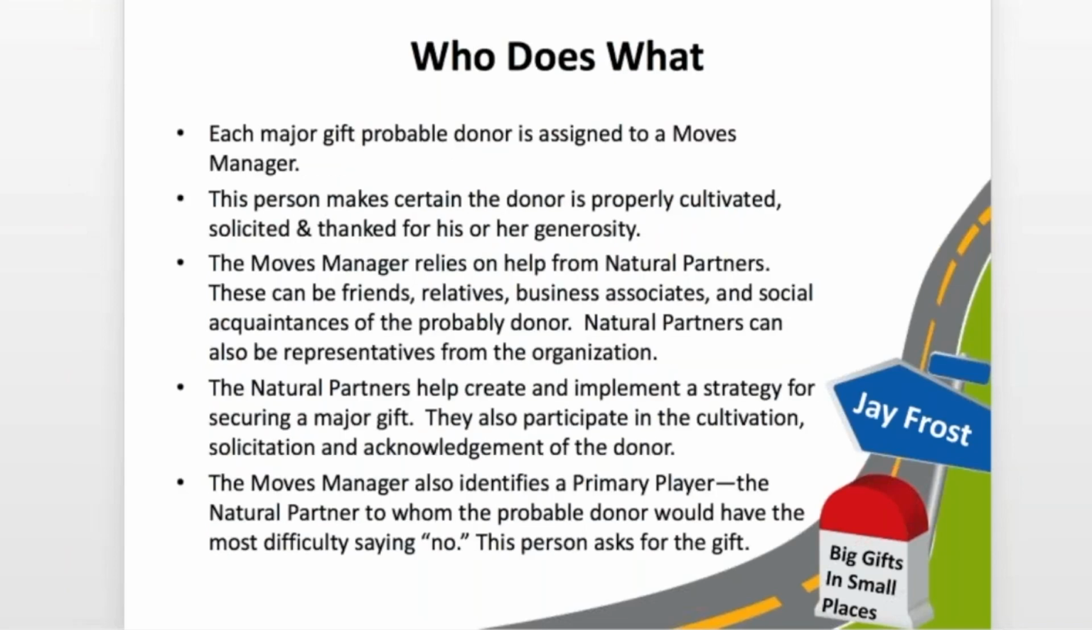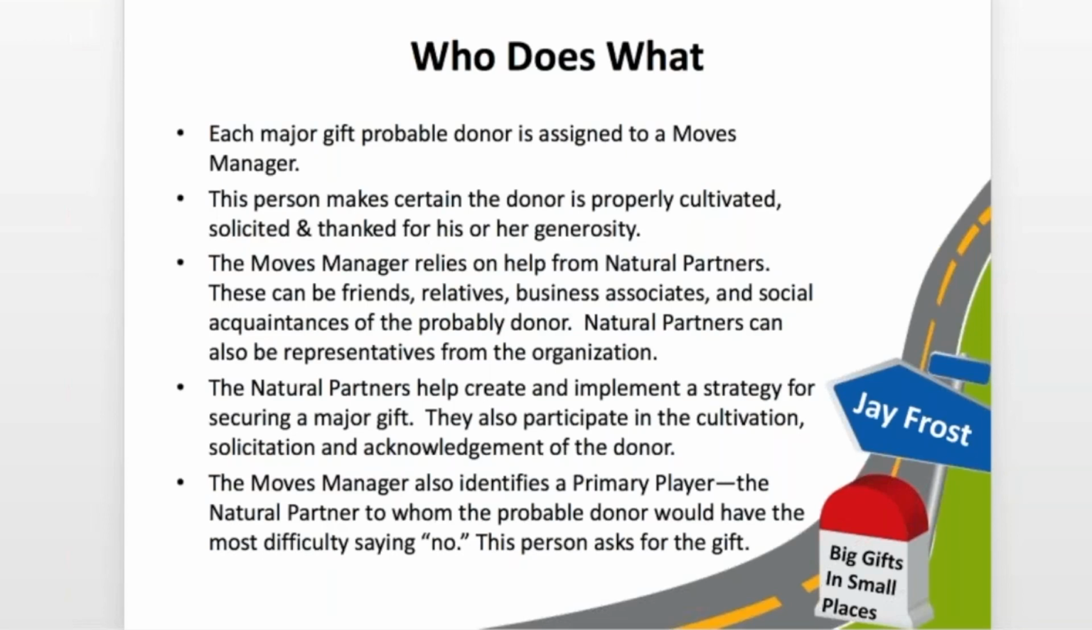Who does what? Well, each major gift probable donor or prospect, or whatever term of art you like to use, natural potential partner, is assigned to a moves manager. This is a staff person. That person could have any title from president to your development officer or director of development. This person makes certain that the donor is properly cultivated, solicited, and thanked for his or her generosity. It doesn't matter if it's $5 or $500 million. It's all equal. We want to be showing gratitude every day.